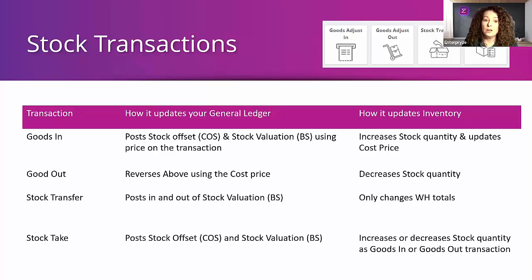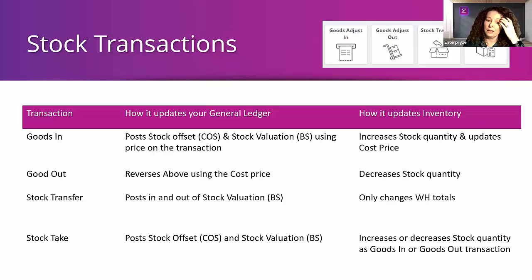The goods out reverses the above, that is, reverses the stock quantity. However, it uses the cost price. So that would be the moving average cost price as it stands right now today. So if you've done 5 different goods in at different prices, you're going to have generated a different moving average cost price. And it's that moving average cost price that will then be used for the value on the goods out, or the journal on the goods out. And again, I'll show you that on the live demonstration.